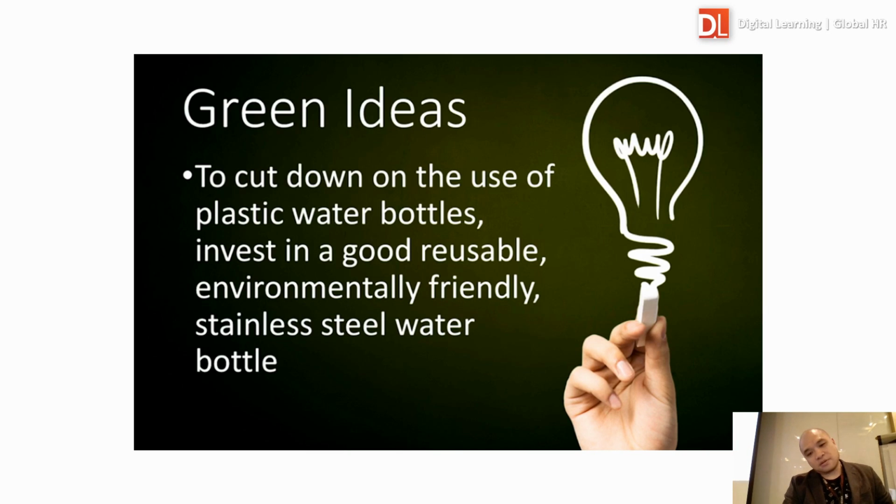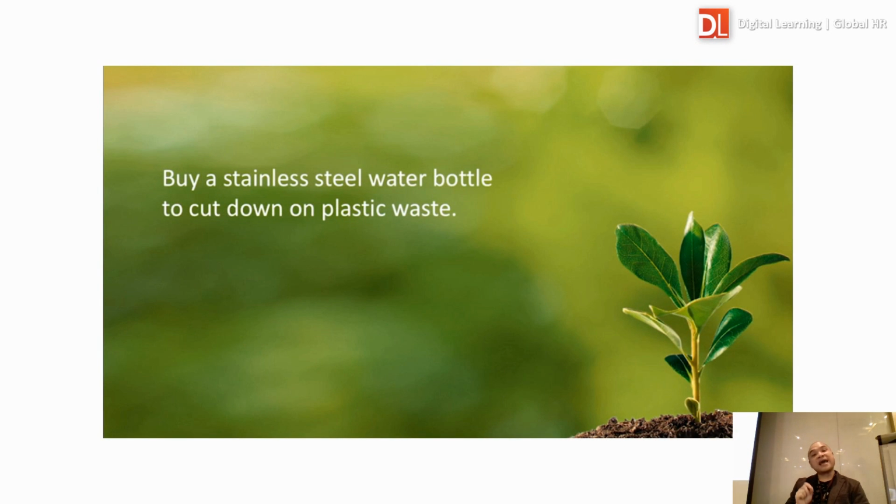So how about if I change the slide to something like this? Buy a stainless steel water bottle to cut down on plastic waste. It looks better, right? And also over here, I'm making use of the space. I also put a green plant at the bottom right corner of the slide. Do you know why I would like to put the subject at the bottom right corner of the slide? Do you have any idea?